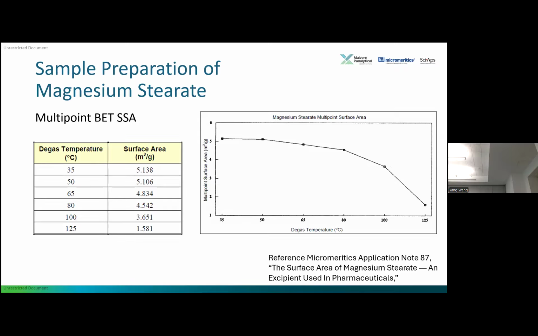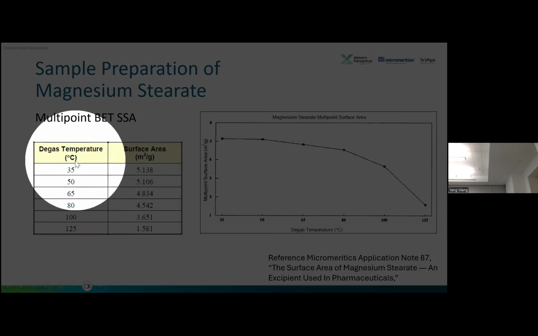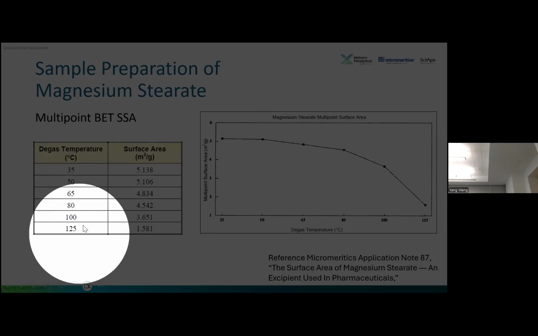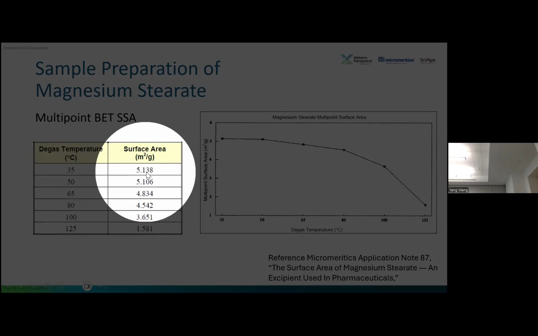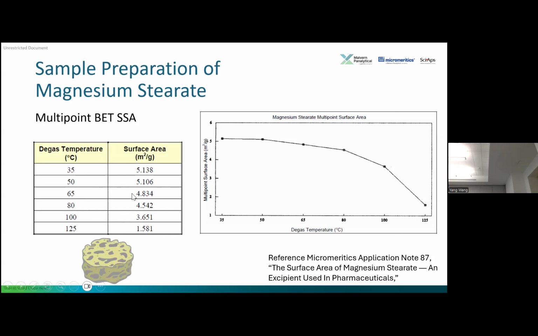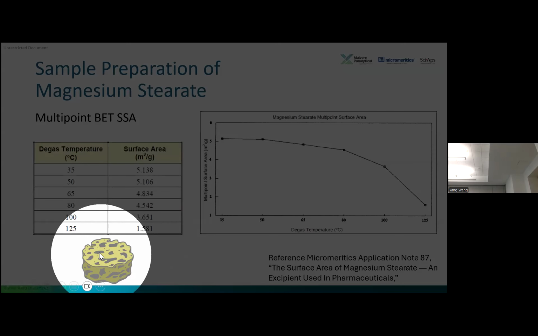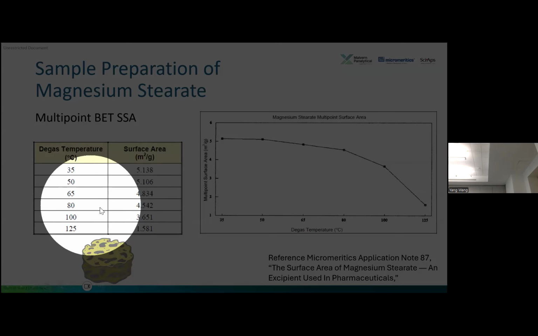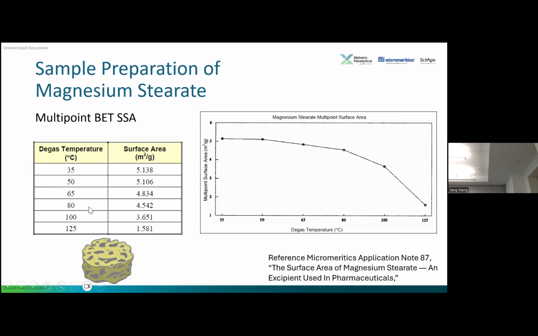A practical example of this is when we're looking at something like magnesium stearate for pharmaceutical manufacturing. If you look at this plot here, we're prepping the sample at 35 degrees all the way up to 125 degrees. And what we found is that, as you keep increasing the temperature of the preparation, the surface area is going down. So what's actually happening is if you look at the particle itself, the material itself, it has some porosity. And as you keep increasing the temperature, if it's sensitive to temperature, you could be melting the material and closing those pores up, which is what's reducing the surface area.